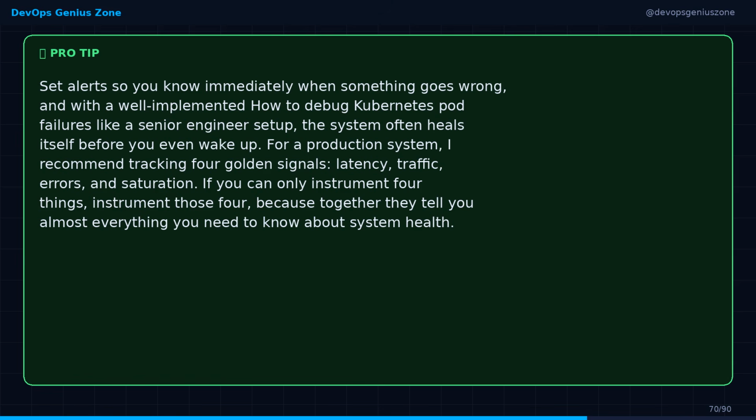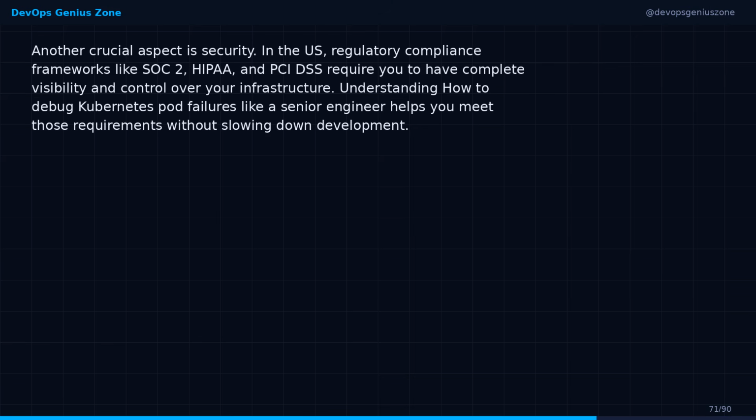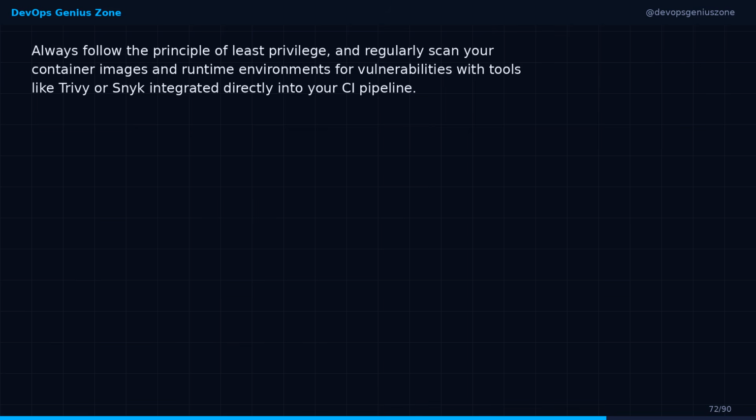In the US, regulatory compliance frameworks like SOC2, HIPAA, and PCI DSS require you to have complete visibility and control over your infrastructure. Understanding how to debug Kubernetes pod failures like a senior engineer helps you meet those requirements without slowing down development. Always follow the principle of least privilege, and regularly scan your container images and runtime environments for vulnerabilities with tools like Trivy or Snyk integrated directly into your CI pipeline.